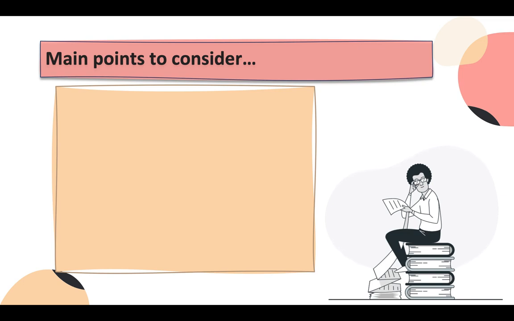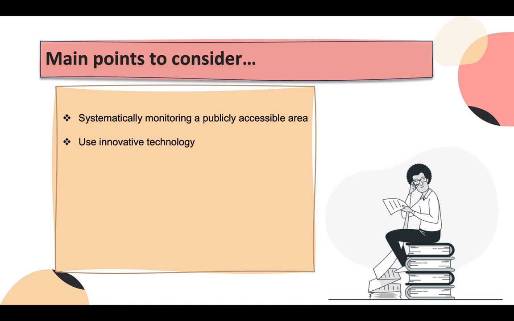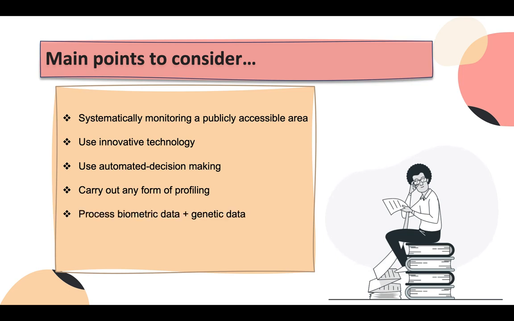You should think about whether or not you will be systematically monitoring a publicly accessible area using innovative technology. For example, as a controller, using machine learning or artificial intelligence during processing. Using automated decision-making to make decisions about people. Carrying out any form of profiling, let's say using social media networks, etc. Processing biometric data, for example, facial recognition, or genetic data in combination, such as performing DNA testing, etc. Combining, comparing, or matching data from many sources.